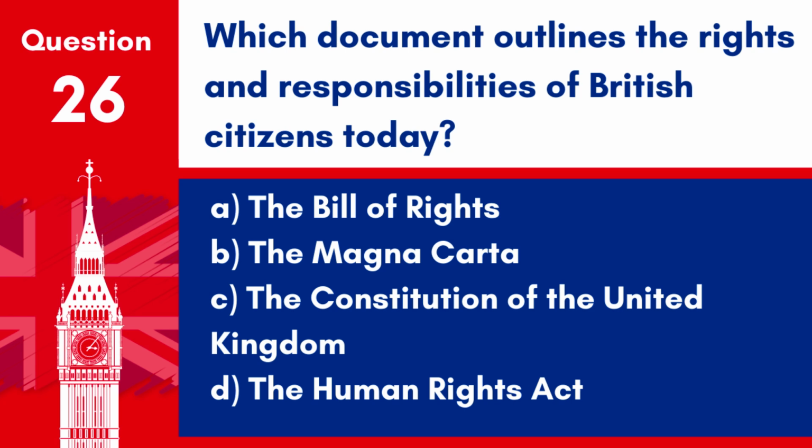Question 26. Which document outlines the rights and responsibilities of British citizens today? A. The Bill of Rights. B. The Magna Carta. C. The Constitution of the United Kingdom. D. The Human Rights Act. Answer: D. The Human Rights Act. The Human Rights Act outlines the rights and responsibilities of British citizens today.